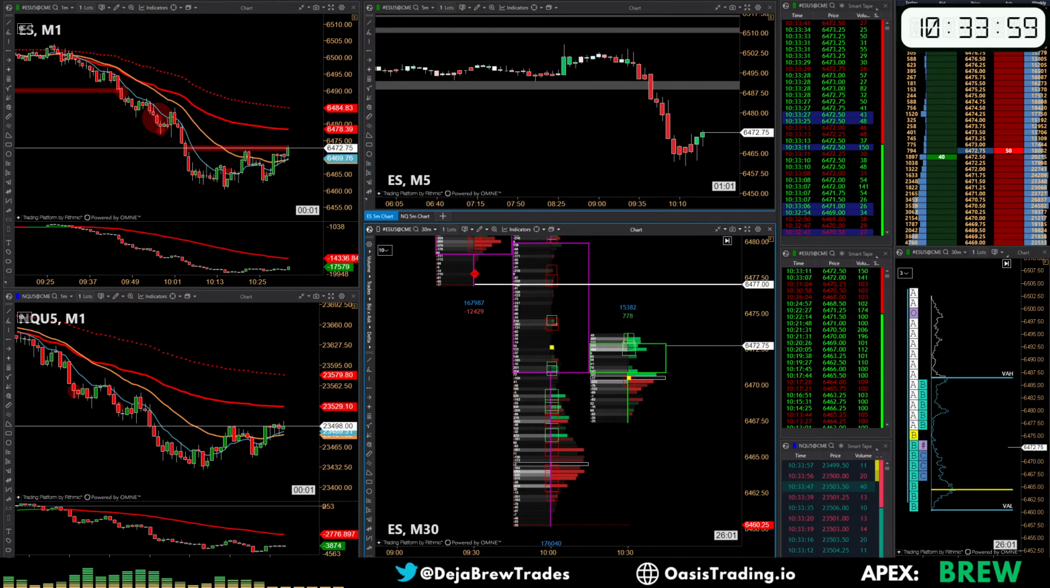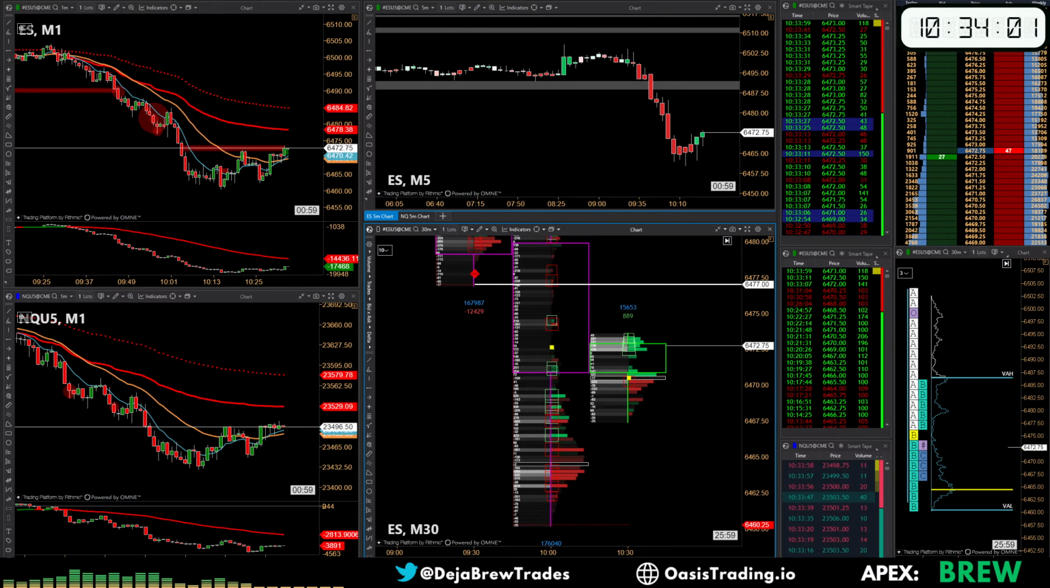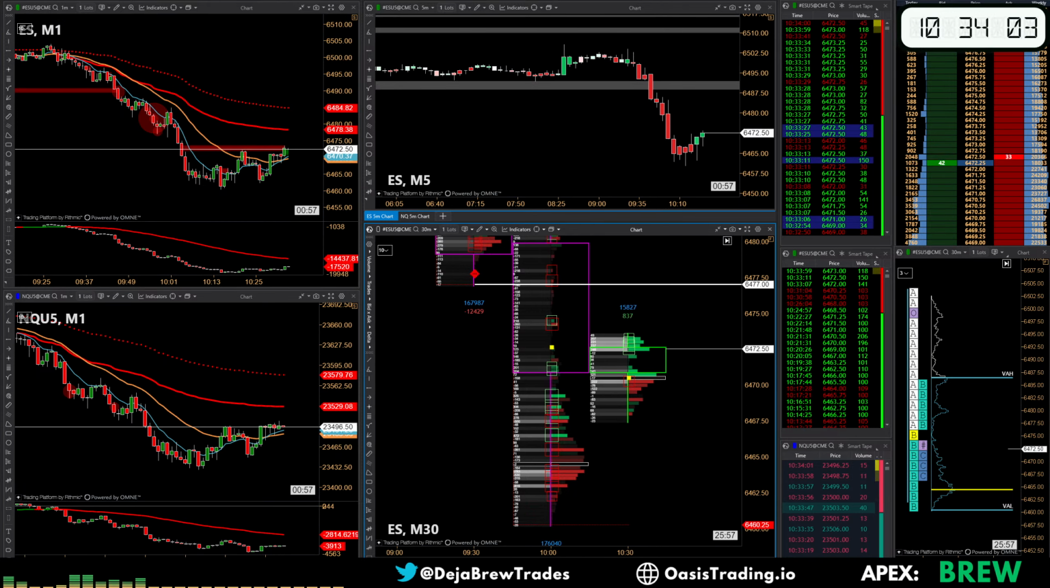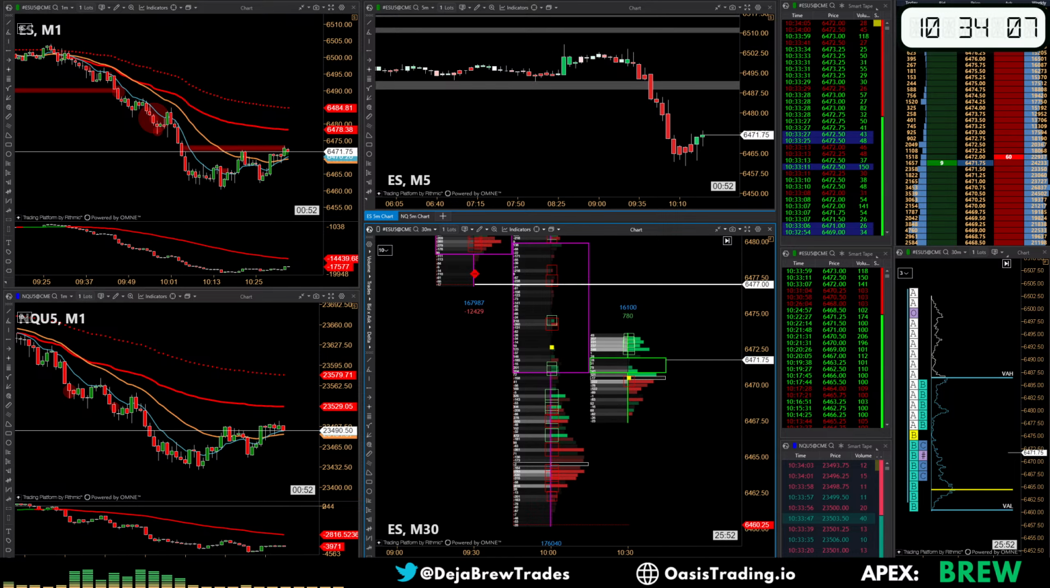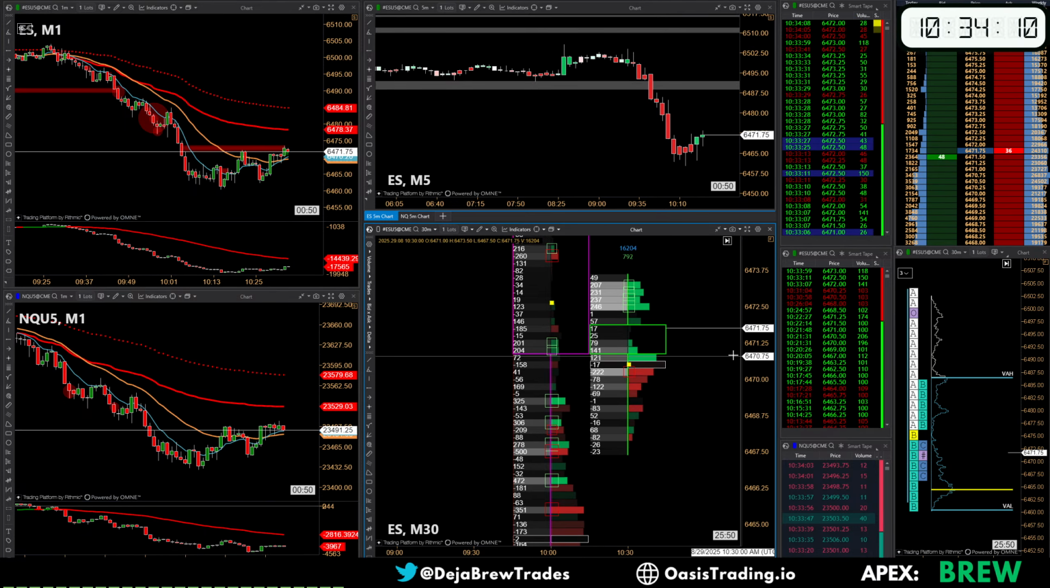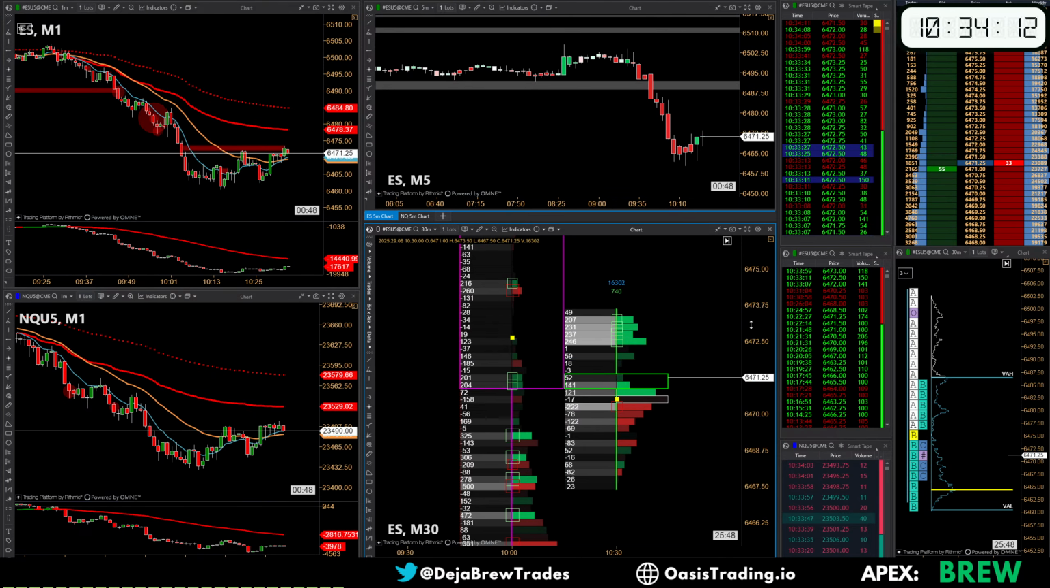So this is that extension we talked about. Back into the bands now. So the bands are being respected. Little bit of absorption at 72. A lot of bullish delta coming in there. Not really going anywhere.